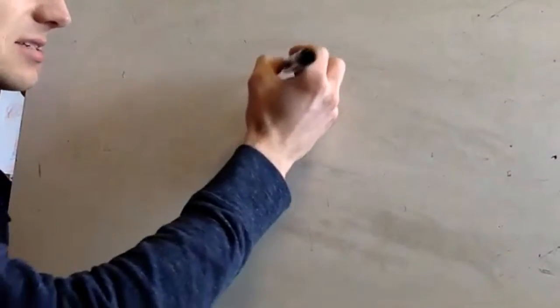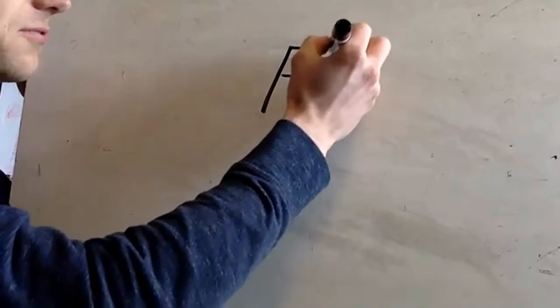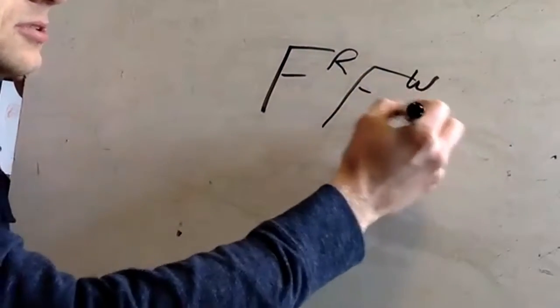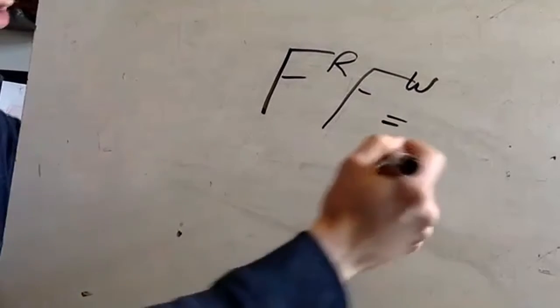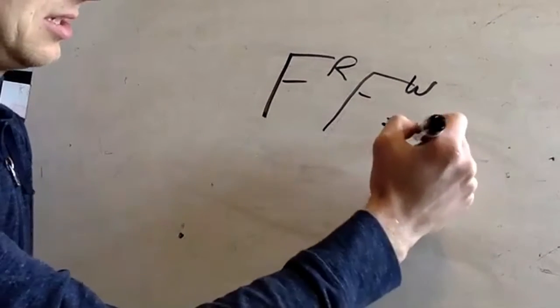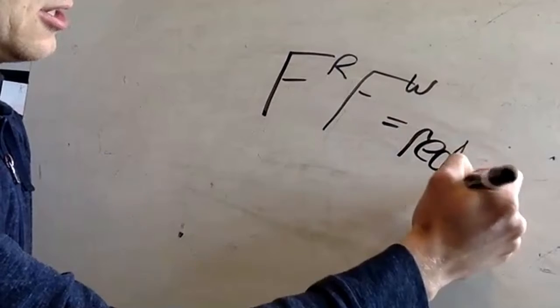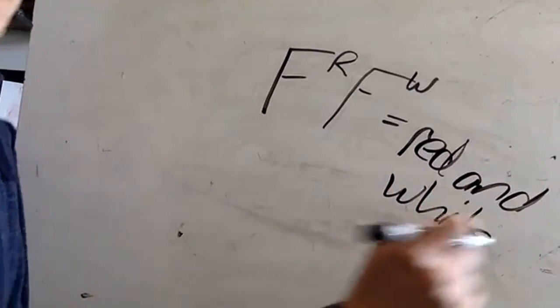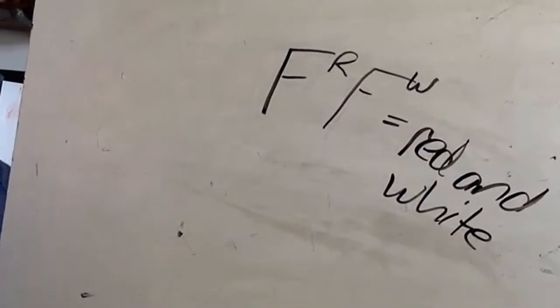But what if we have one of each? What if we're the heterozygous individual? F^R, F^W. What is this chicken going to look like? It's going to actually be, guess, red and white at the same time. Okay, both colors showing up there.